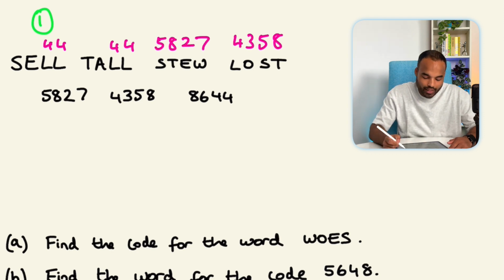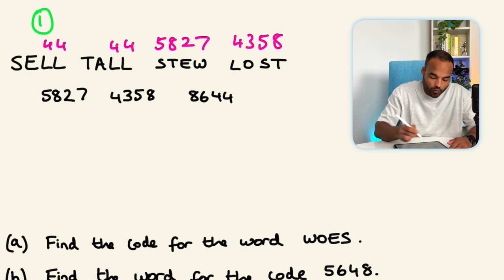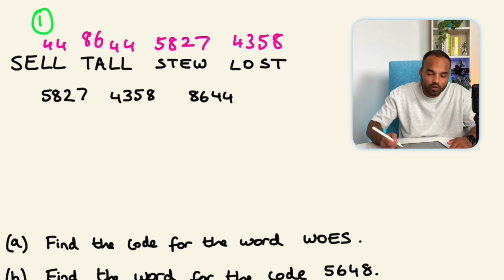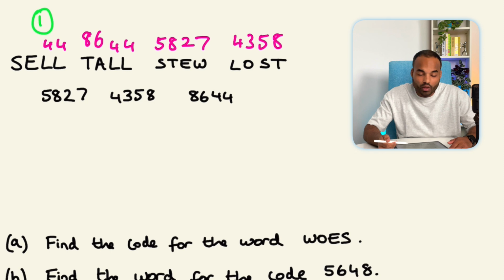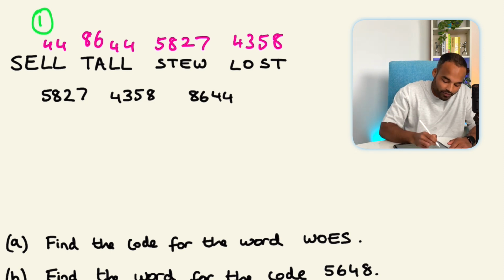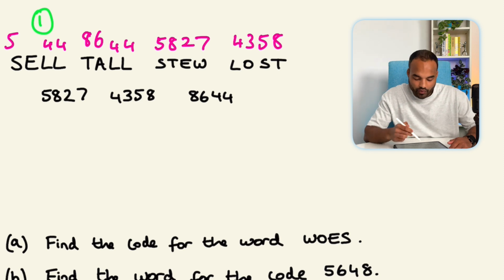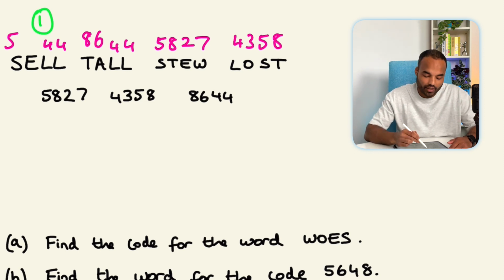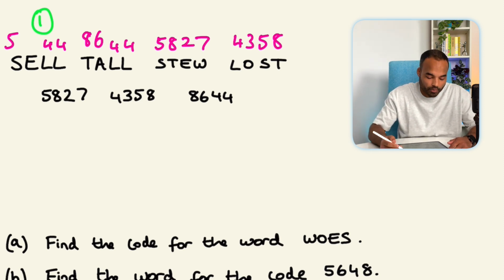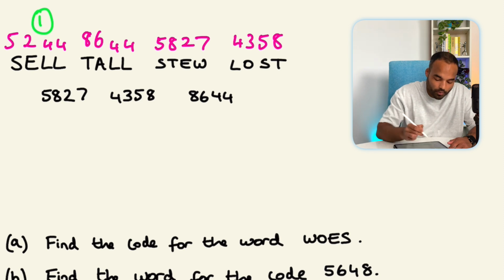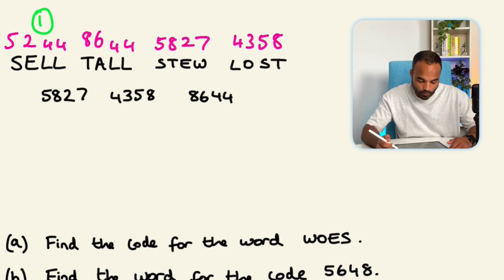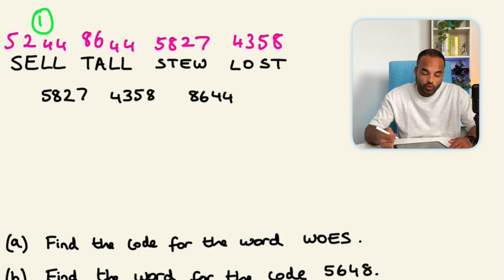So in other words, we have that 5827 is for stew, and therefore 8644 must be for tall. You can now figure out the code for sell. We know that S is represented by 5, and if you have a look across at stew, you'll see that E is represented by the number 2. So the code for sell must be 5244. Using that information, we can answer the questions A, B, and C.